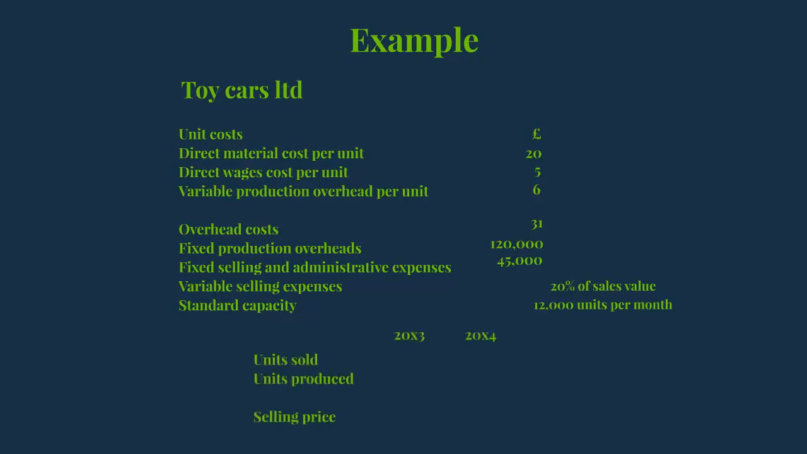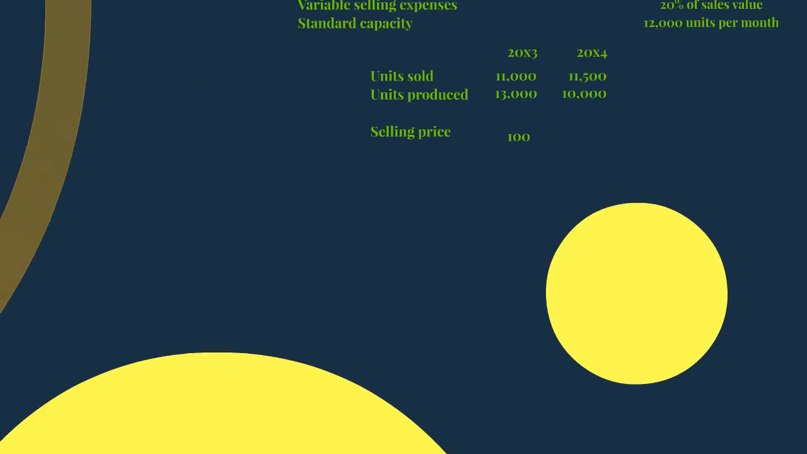So in the first year they sold 11,000 units and produced 13,000. And in the second year, they sold 11,050 units and produced 10,000 units. And these are all sold at a price of £100 per unit.